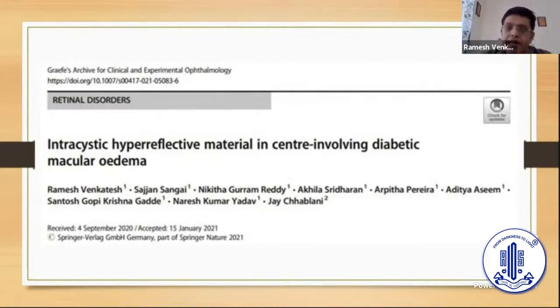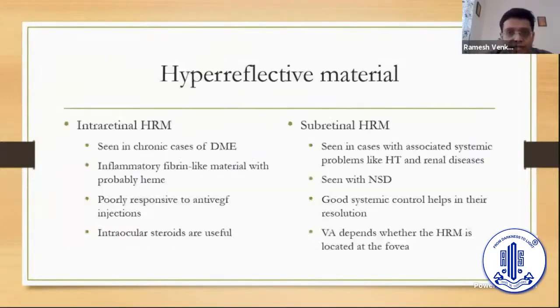And third is that this hyperreflective material is an accumulation of heme, fibrin, and exudates, and therefore it's a mixture of hemorrhage within the cyst which is happening. So that is why it's a very poor prognosticating sign, and that poor prognosis could also be because of the discontinuity within the ELM and the ISOS layer which we have in such cases.